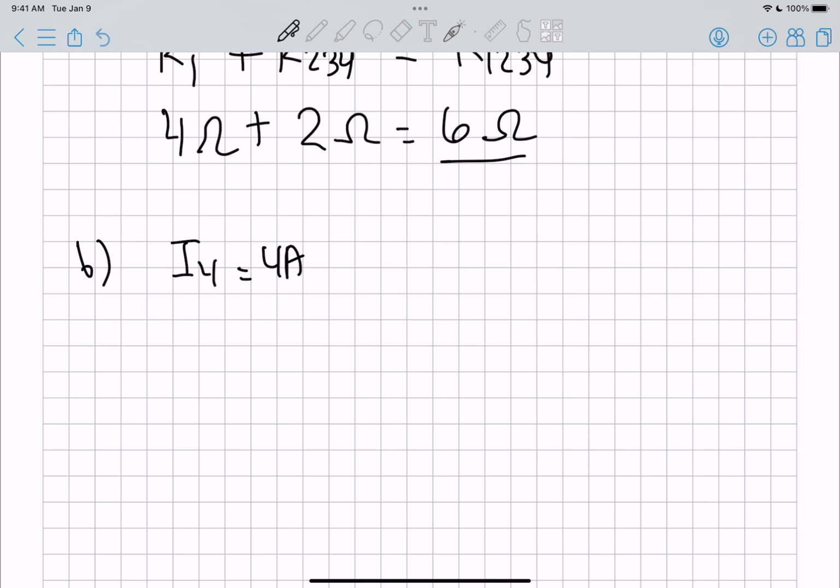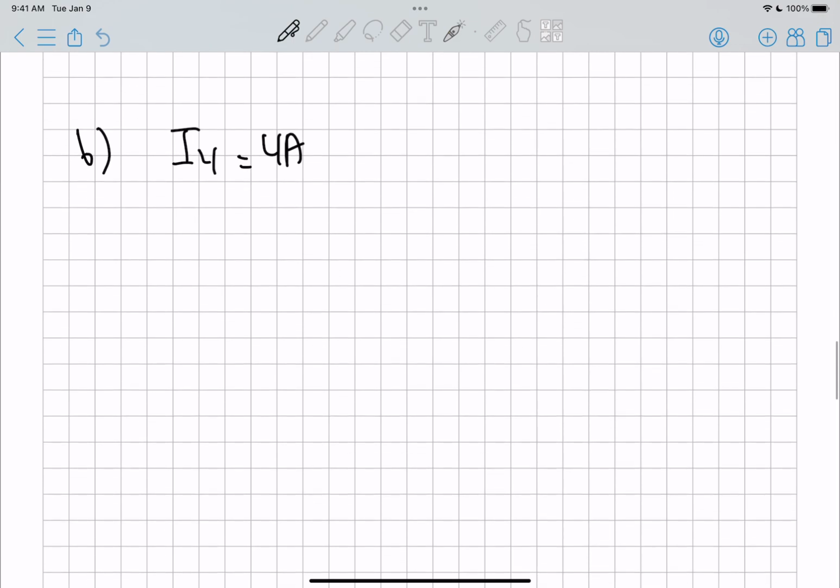Okay, I see. So for this, what we want to do is, okay, hold up. All right, so essentially we want to go through and pick one loop, right?